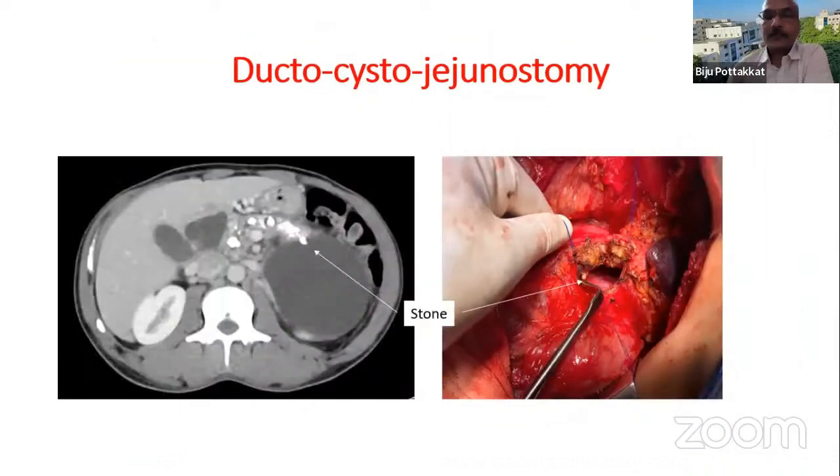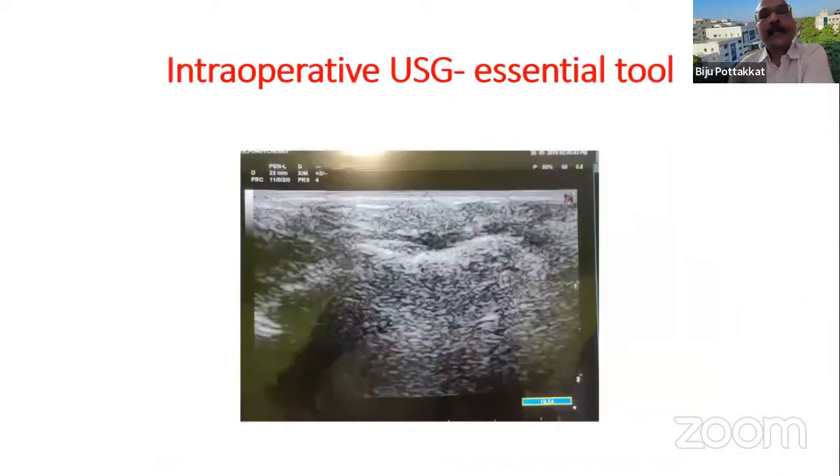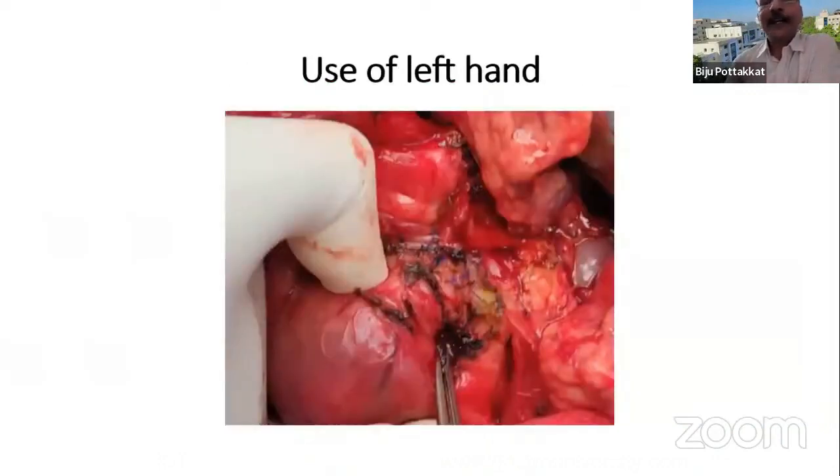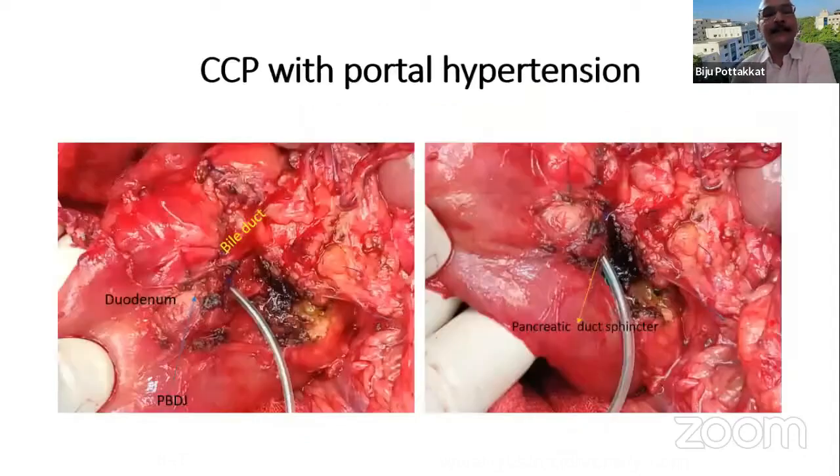So these are some of the pictures of cystoductogenostomy we have done. And intraoperative ultrasound is a very essential tool, especially in patients with portal hypertension or stuck stones in the tail region. You can use various energy devices, unipolar, bipolar, harmonic devices, whatever you use. Normally, without portal hypertension, the blood loss is acceptable, and it's probably a surgeon's choice. Your left hand behind the duodenum will give a very good clue about the extent of your head coring, whether you have gone well beyond all three ducts in the head region.